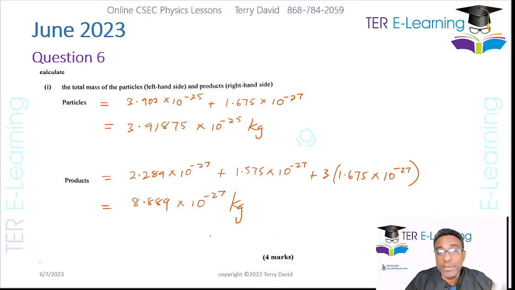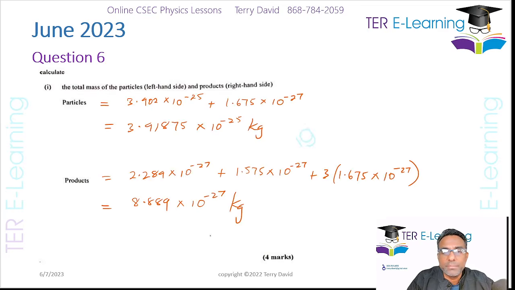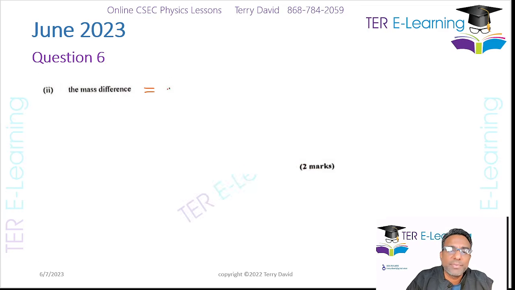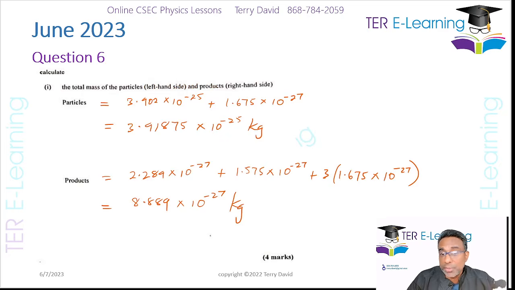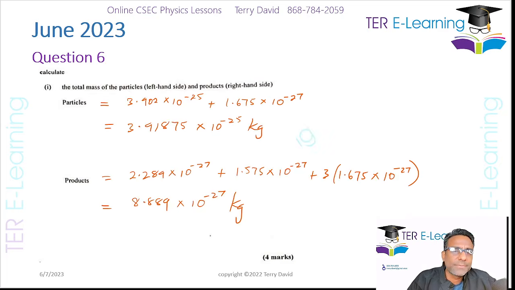So I guess the next thing they're going to ask us is the mass defect. Right, so the mass defect, or the mass difference, all you're going to do is take the mass of the uranium-235 side, so that's 3.91875 by 10 to the minus 25, and you're going to minus the total mass of the products, which is going to be 8.889 by 10 to the minus 27.